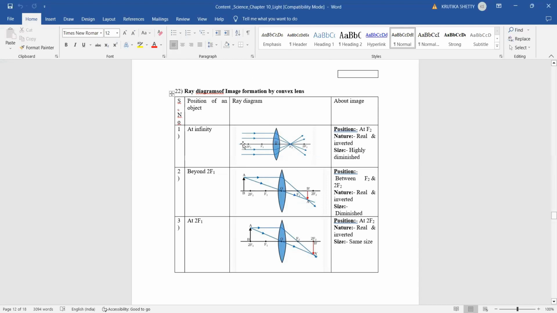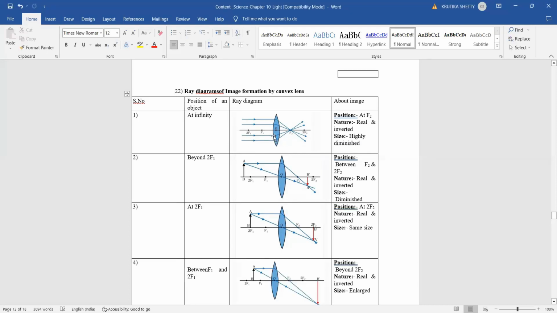So in the figure, here you can see when the object is at infinity, the image is formed at F2. The position of the image is at F2 and the image is real and inverted and it is highly diminished.